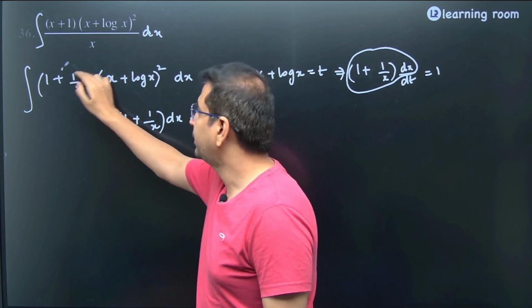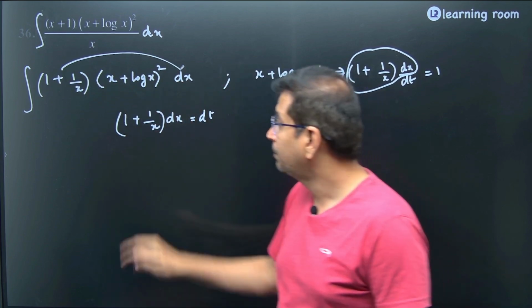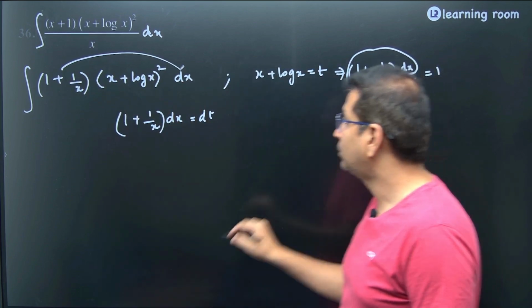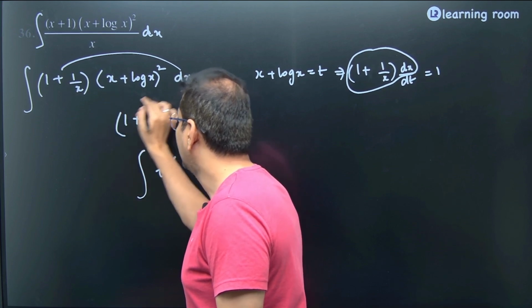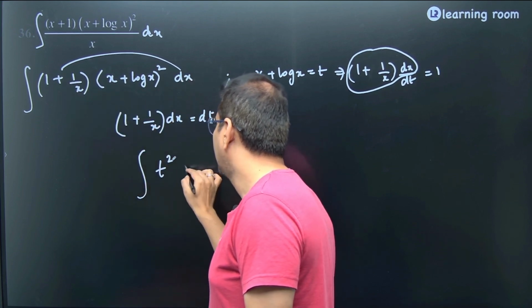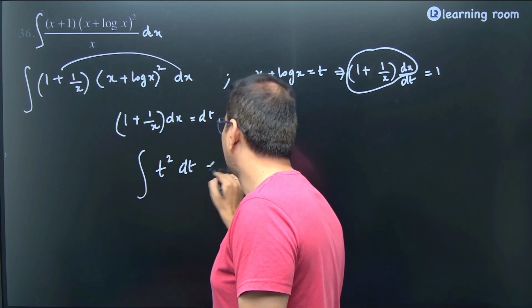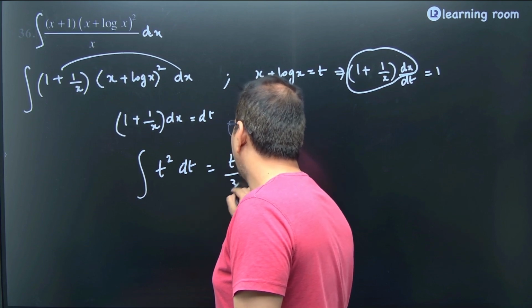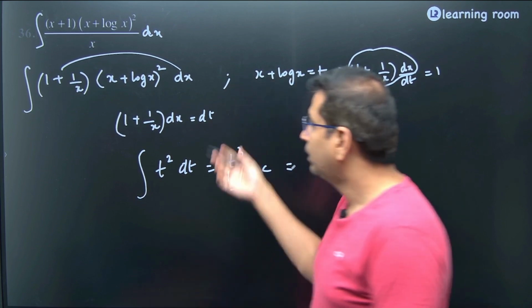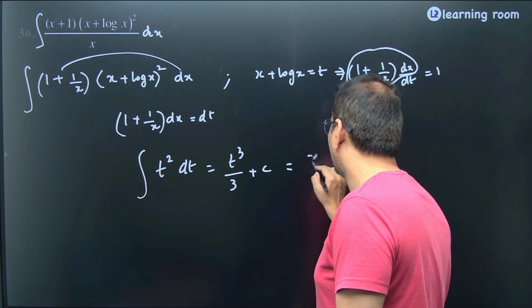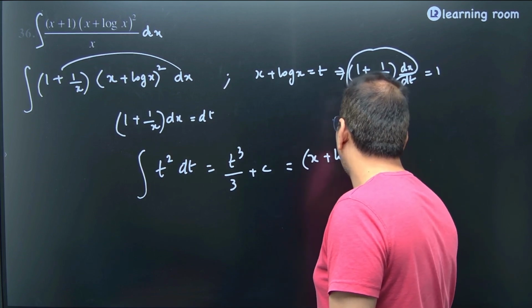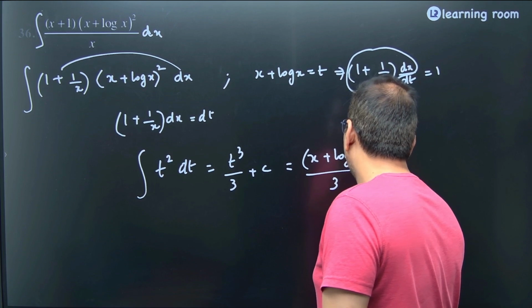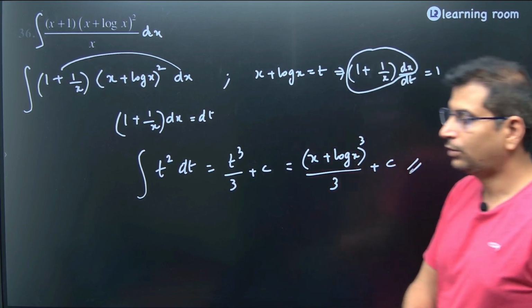So, (1 + 1 by x) times dx is equal to dt. (1 + 1 by x) times dx can be replaced with dt and x + log x can be replaced with t. So, the whole question gets converted to the integral of t² times dt. So, the final answer would be t³ divided by 3 + c, where t is nothing but x + log x. So, it will be (x + log x) the whole cube divided by 3 + c. So, this would be the final answer.